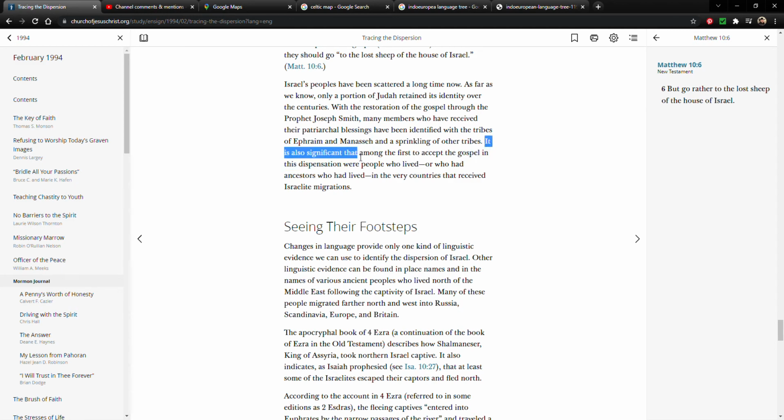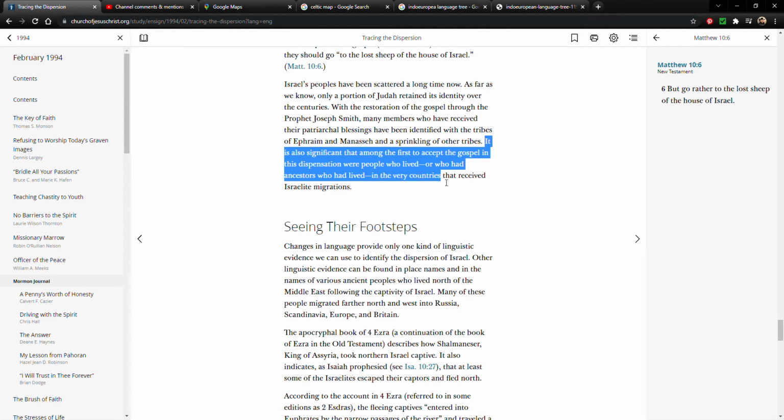It's also significant that among the first to accept the gospel in this dispensation were people who lived, or who had ancestors who lived, in the very countries that received Israelite migrations.